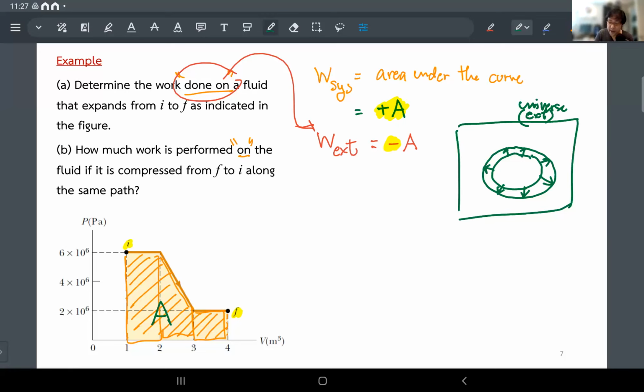Okay, let's try part B. It might help. Once again, if you want to go backward, you go from F back to I, but in the exact same process. So in part B, how much is the work done by the system, guys? And this might answer your question. Going back from F to I, how much work is being done by the gas?